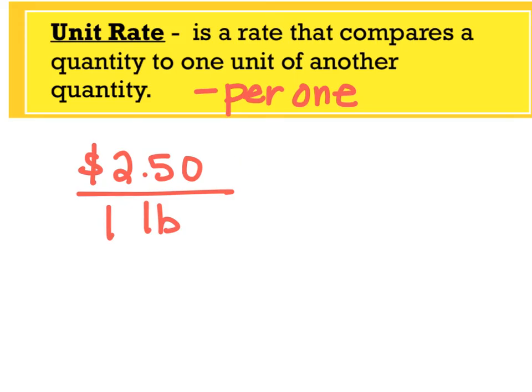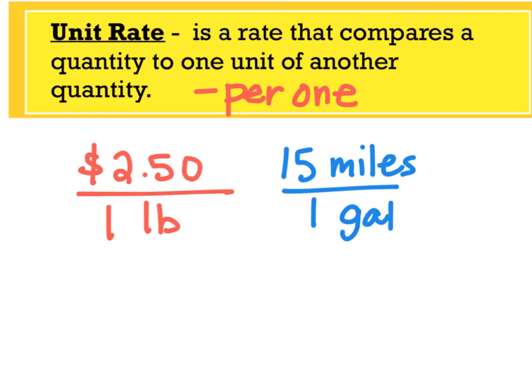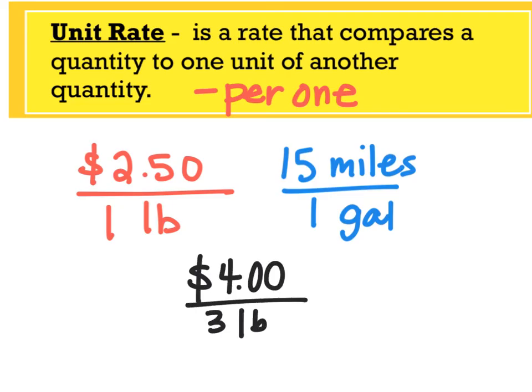Again, it's a rate because it's two different quantities. I have dollars and pounds, and it's per 1 pound. So this 1 always has to be the denominator. So another way to write one could be I get 15 miles per 1 gallon of gas. This would be a unit rate because it's two different units, miles and gallons, and the denominator is 1. I'm going 15 miles per 1 gallon. Okay, this would not be a unit rate. I might say it costs $4 for 3 pounds of grapes. That is not a unit rate. This would be a rate because there's two different quantities, but it's not per 1, it's per 3 pounds. So this would not be a unit rate.